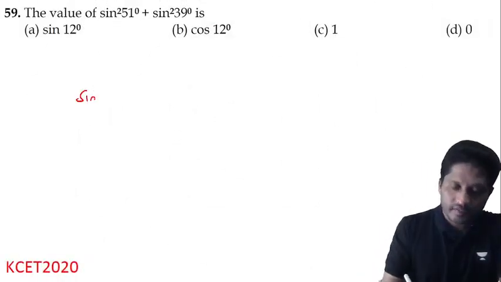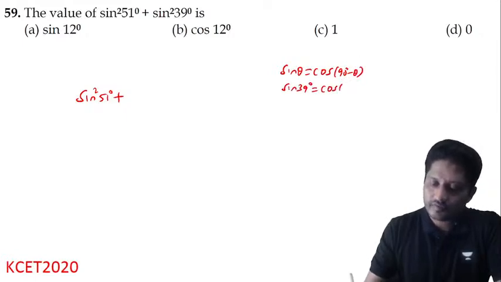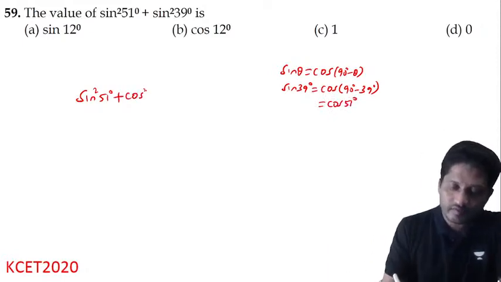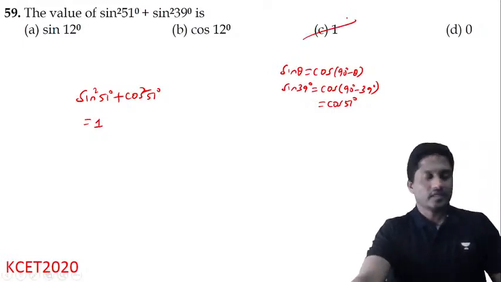Sin square 51 plus sin theta is equal to cos of 90 minus theta, right? Sin 39 is equal to cos of 90 minus 39, which is equal to cos 51. So this is cos square 51. Sin square plus cos square is equal to 1. Answer is option C. Right, let's discuss this last question of 2020, guys.